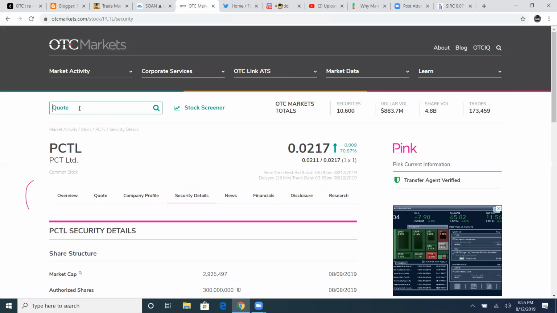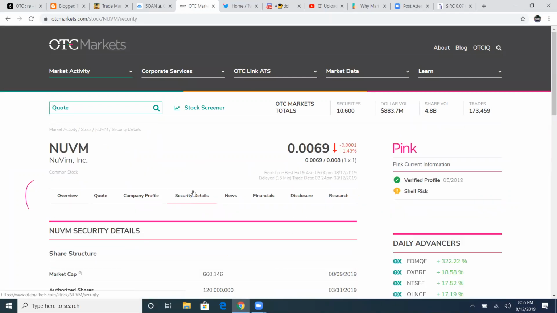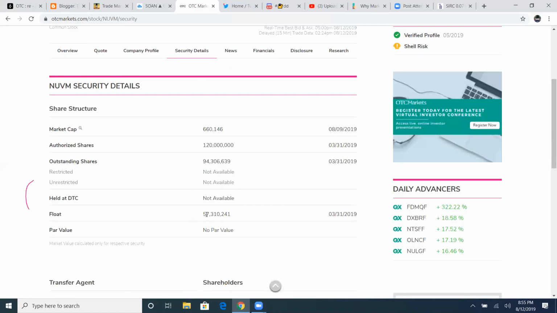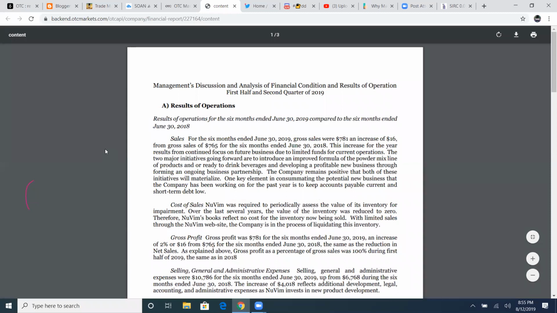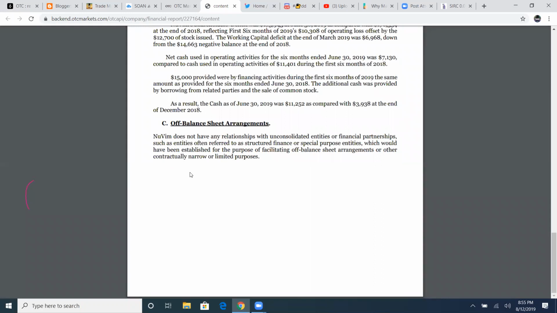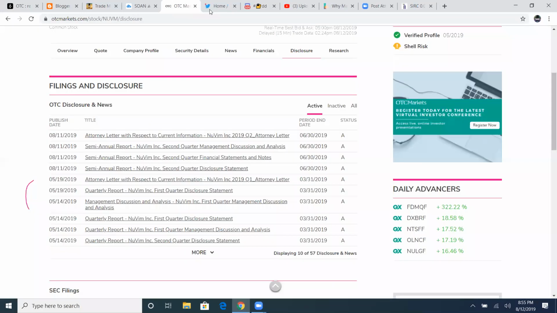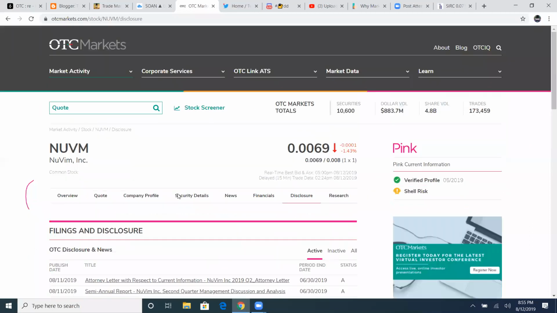The play today, NovM, I think it is. Okay, this play has a tiny little 57 mil float. But you know what? When you start digging through the filings, which filings was it? Maybe it was the annual reports. The CEO is actually holding 20 million of those shares. So when you've got a good share structure on a play, you're going to want to go look.